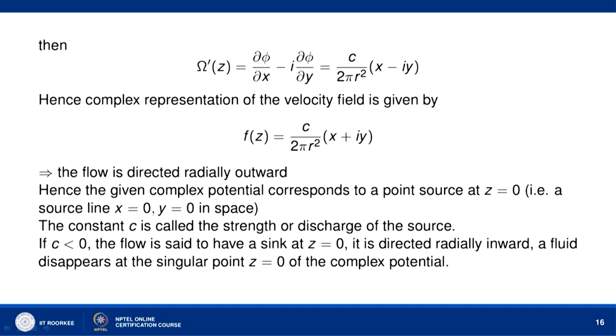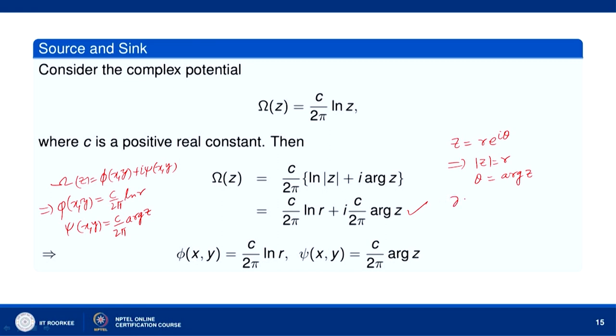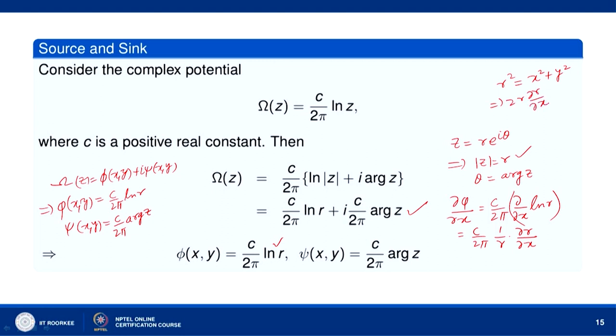And what is phi x? Let us find phi x here. This gives you phi x equal to c over 2 pi times the partial derivative of ln r. So this is c over 2 pi times the partial derivative of ln r with respect to x, which is 1 over r into the partial derivative of r with respect to x. Now r squared equals x squared plus y squared. So this gives you 2r r_x equal to 2x, so r_x equals x by r. So this is c over 2 pi times x by r squared. And similarly we find the partial derivative of psi with respect to x.